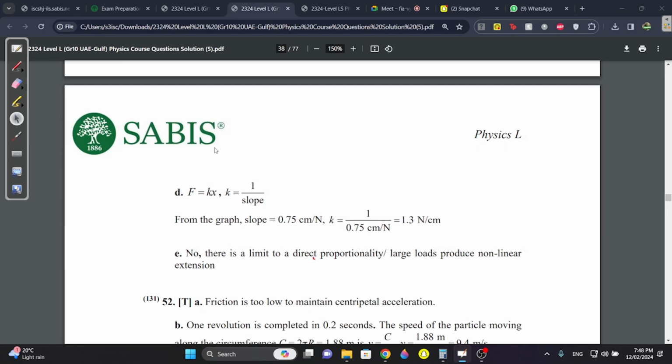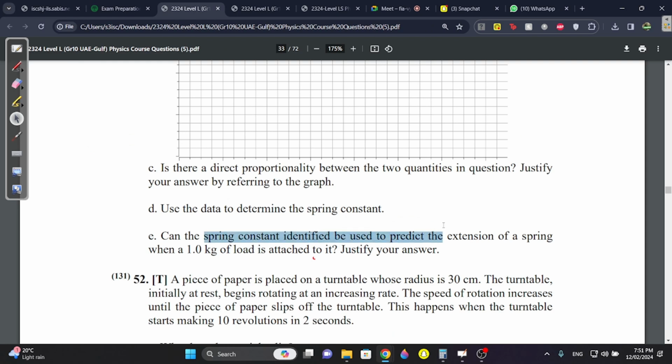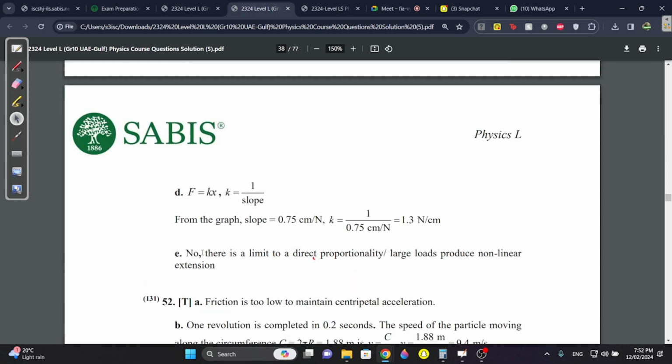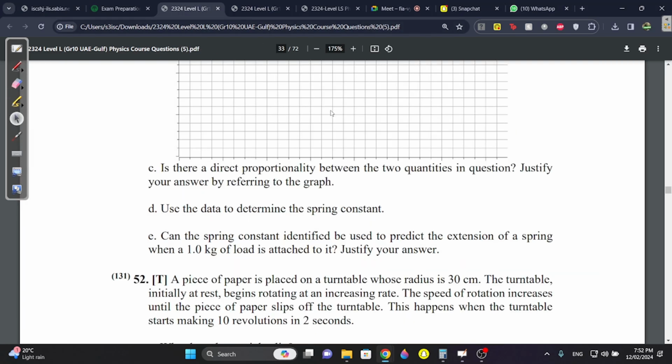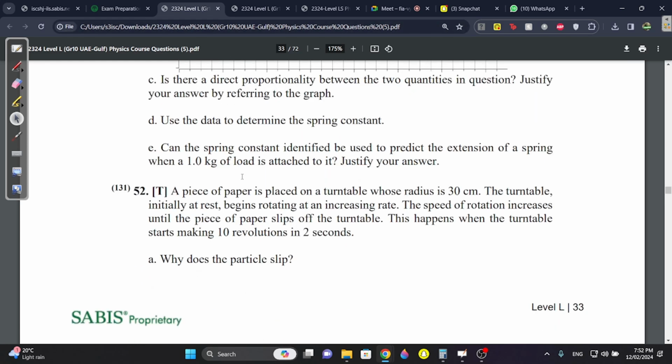Part E, can the spring constant be used to predict the extension of a spring when 1 kg of load is attached to it? Justify your answer. Okay, obviously no, because there's a limit for the spring. Just say no because there is a limit to the extension of the spring. That's it. You'll get a full mark.